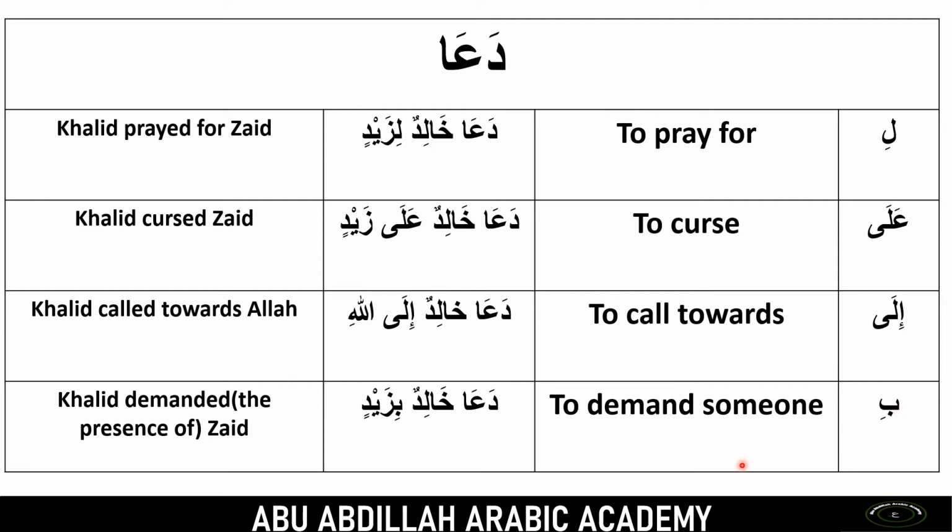Now if you use da'a with the huruf jar ba, in that case it gives the meaning of to demand someone. For example, if I say da'a Khalidun bi Zaidin, meaning Khalid demanded the presence of Zaid. Maybe Khalid asked or requested Zaid to be present, to come to him. So in that case you would say da'a Khalidun bi Zaidin. In this example, you can see that the verb da'a has a particular set of prepositions that go with it, and all of them produce a different meaning.